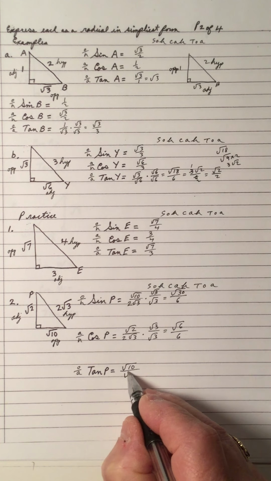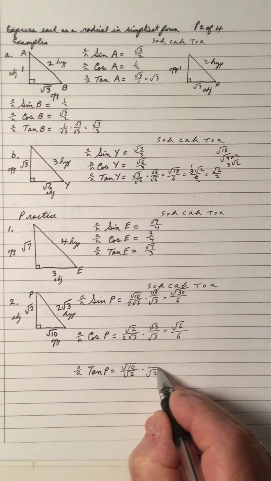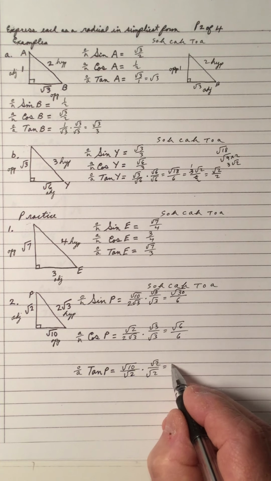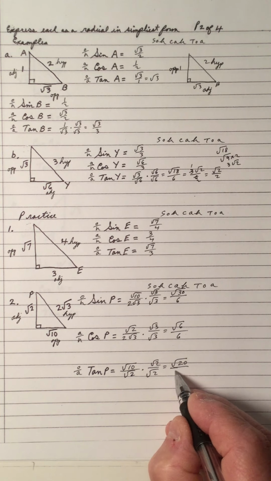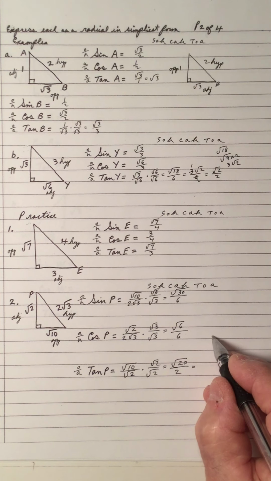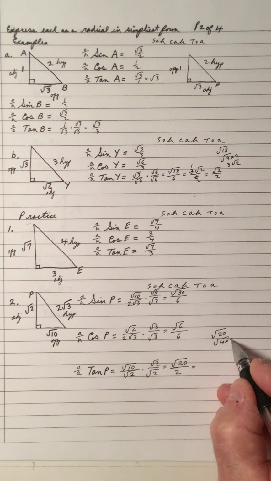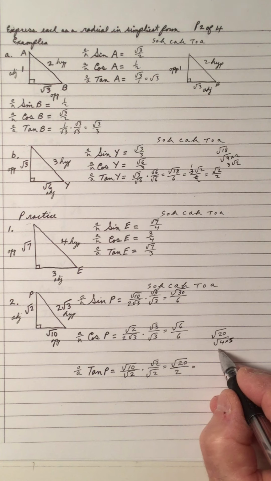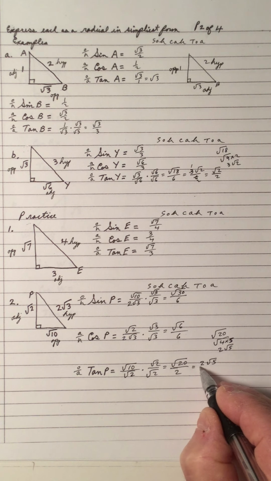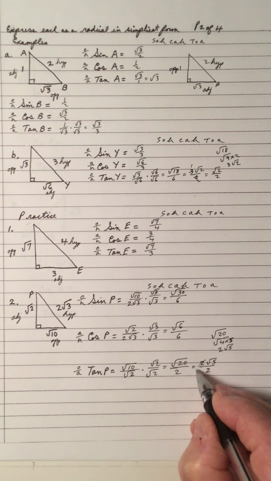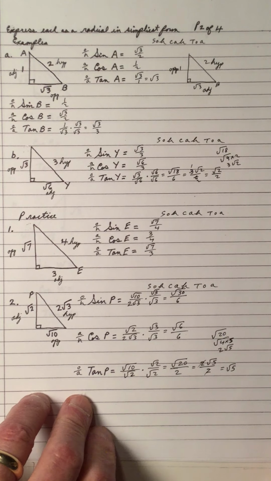And tan is opposite, which is root 10, over adjacent, which is root 3. Sorry, adjacent, which is root 2. Multiply it by root 2 over root 2. That gives me root 20. And root 2 times root 2 is root 4, which is 2. But the square root of 20, 20 is 4 times 5. So the square root of 4 is 2, so that's 2 root 5. So that's 2 root 5 over 2. The 2's cancel, and I get root 5 simplified. And they're all worked out.